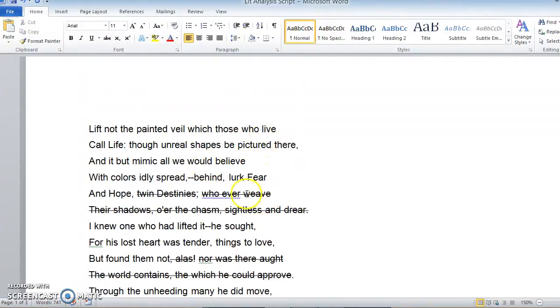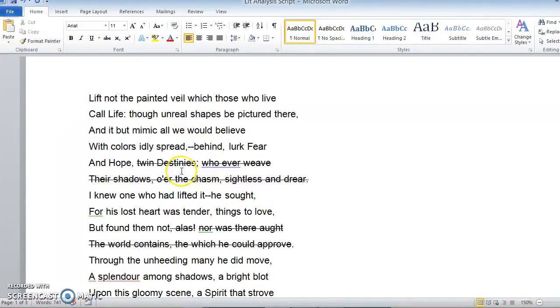So in the first few lines you have the writer saying, don't lift the veil, because it may be pretty, it has unrealistic shapes, and it mimics everything we would believe it to be, with pretty colors spread out real nice. But really what's behind there is fear and hope. And then, like every good gossip tale, I know somebody that did that. I knew a girl that once lifted that veil. I knew one who had lifted it.